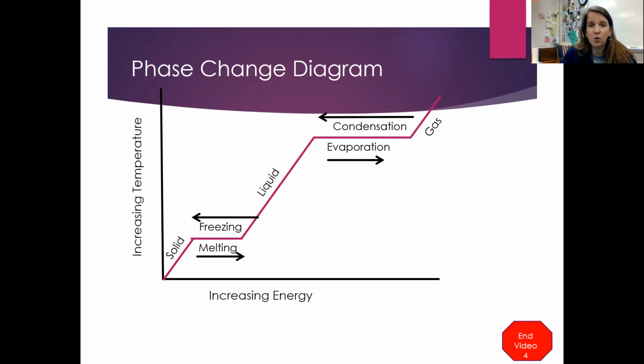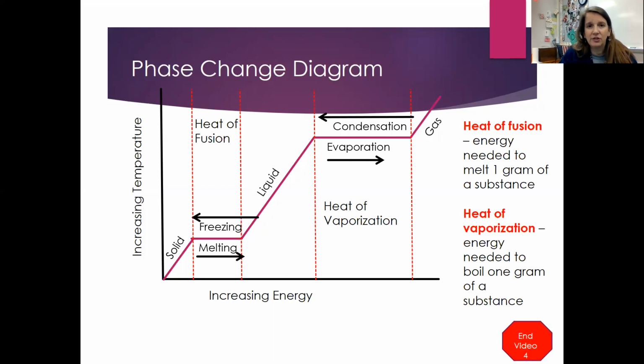Now, these horizontal lines, those phase changes, have a certain term that we use to refer to both of those, and that's going to be the heat of fusion and the heat of vaporization. So the heat of fusion, that's the area between the solid and the liquid, and that's referring to the energy that's required to melt 1 gram of a substance. At these phase changes, there's no temperature change. So there's energy that's being required to actually change the phase, but no temperature change is happening, okay?